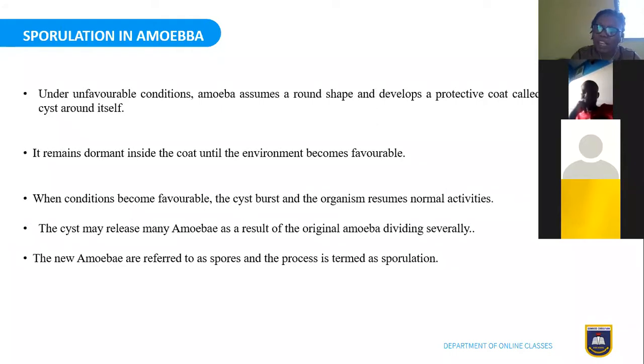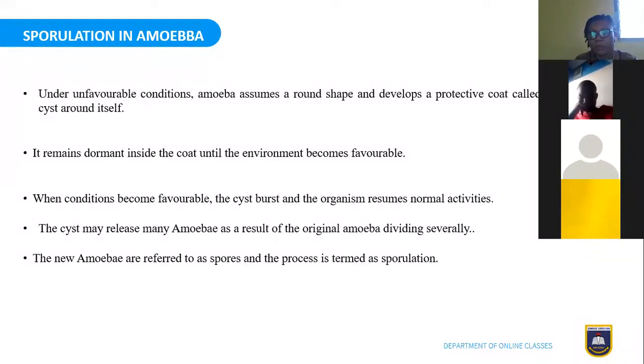Now, the spores that came out of the amoeba would gradually grow, because conditions are favorable and they will come back to their normal conditions. So each of them will grow into a beautiful new amoeba. Are you okay? So the process in which spores are formed is what we call sporulation. Sporulation is another form of asexual reproduction that occurs in amoeba, and this only occurs when conditions are not favorable.